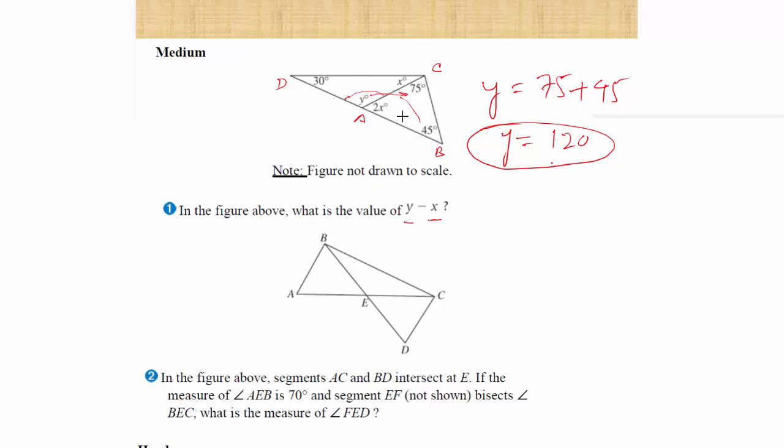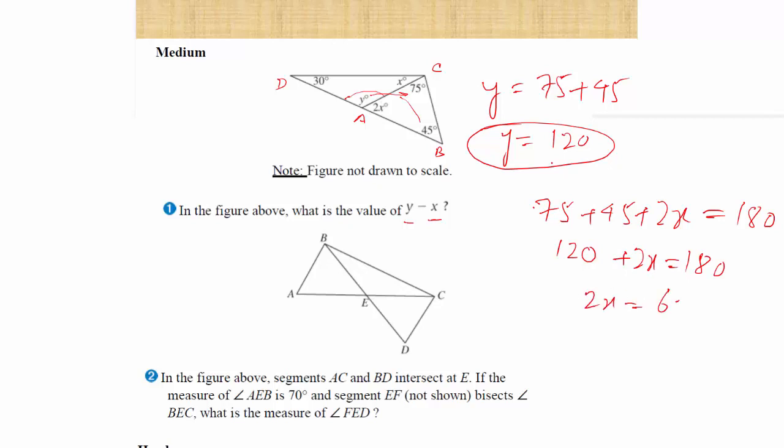And x we can calculate by the sum of the angles of the triangle. So 75 plus 45 plus 2x equals 180, or 120 plus 2x equals 180. So 2x equals 60, since 180 minus 120 is 60. So x equals 30. But we have to calculate y minus x, not y, not x.